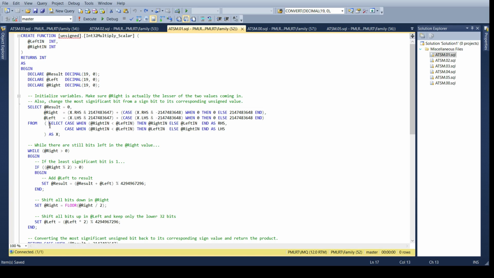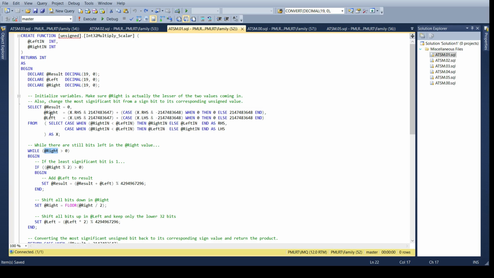This little SQL here is essentially saying, even though left and right have come in, I want the right-hand side value, which is ultimately the right variable here, to equal the lesser of the two parameters coming in. And that's just a little bit of an optimization, because as we're looping through the bits, we want the looping to be as small as possible. So if this right-hand side is smaller, we'll be doing less looping down here.